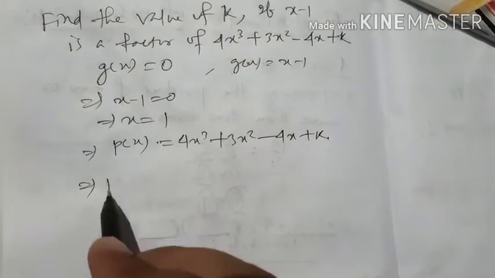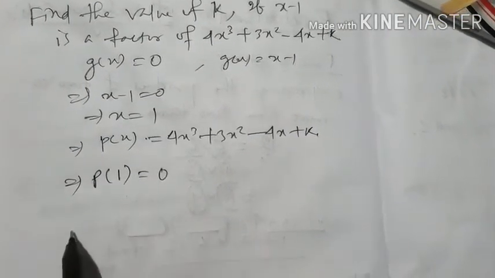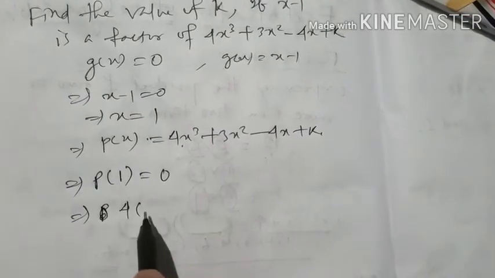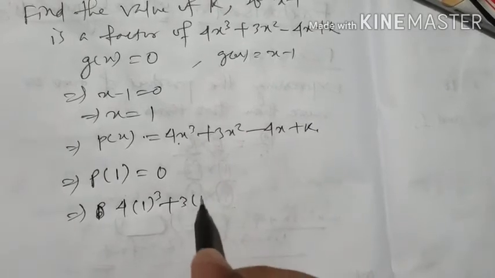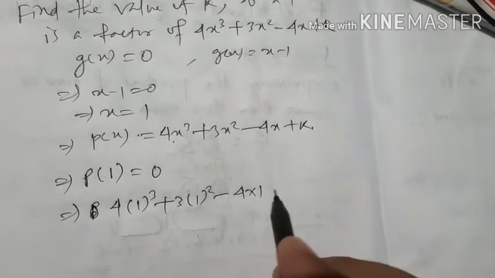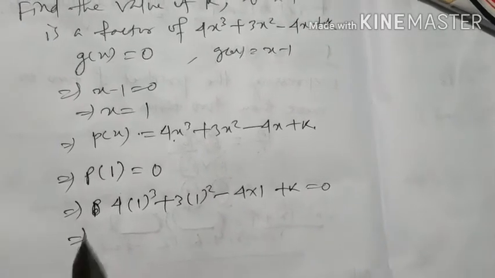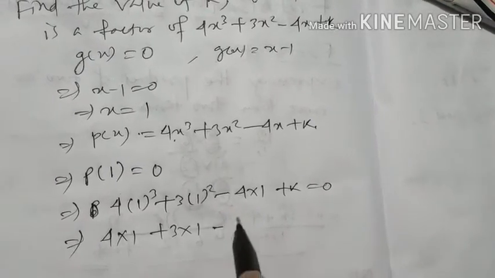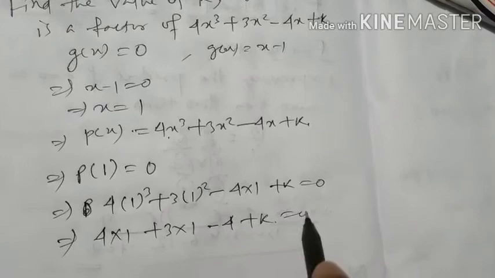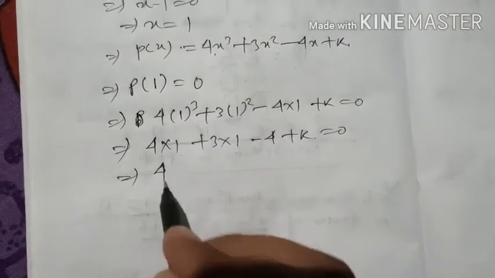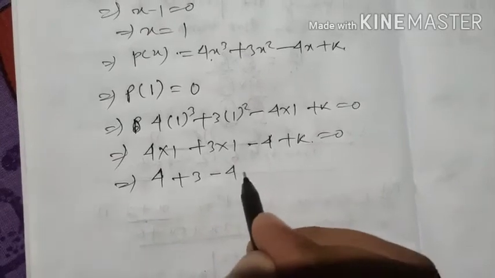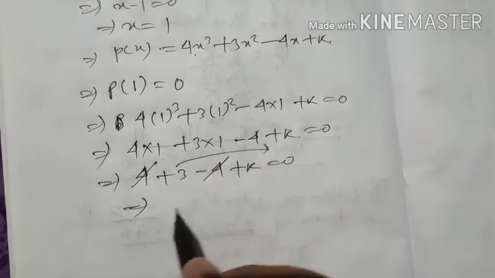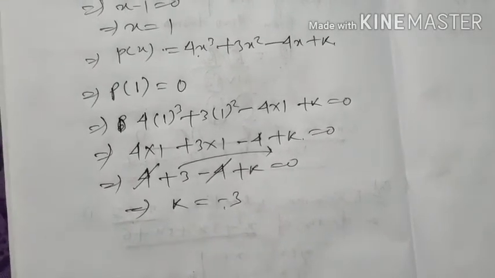So here p of 1 will be 0, so p of 1 is 4 into 1³ plus 3 into 1 square minus 4 into 1 plus k is equal to 0. This implies that 4 into 1³ is 4, plus 3 into 1 square is 3, minus 4 plus k is equal to 0. Here we will get 4 ones are 4 plus 3 ones are 3 minus 4 plus k is equal to 0. Plus 4 minus 4 will be cancelled. If we transpose plus 3 to the right hand side, we will get k is equal to -3. Right, now k is equal to -3.